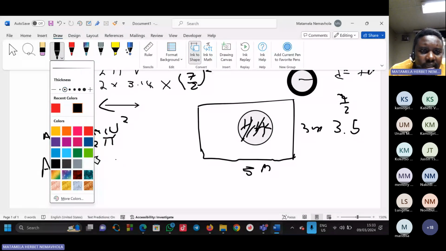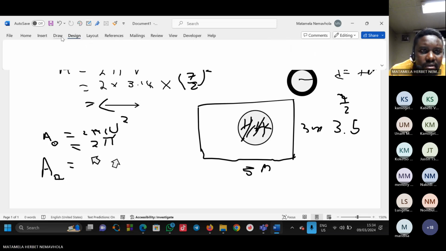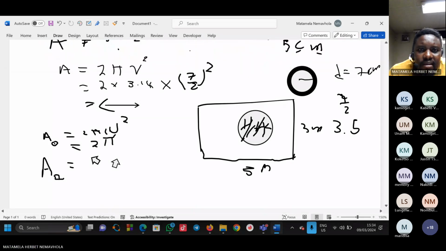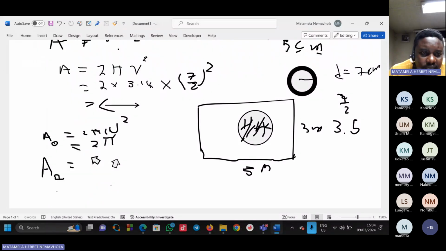So let's assume that the area of a rectangle is going to be 5 multiplied by 3. So 5 multiplied by 3 is going to be equal to what? It's going to be equal to 15. So it's going to be 15 meter square.